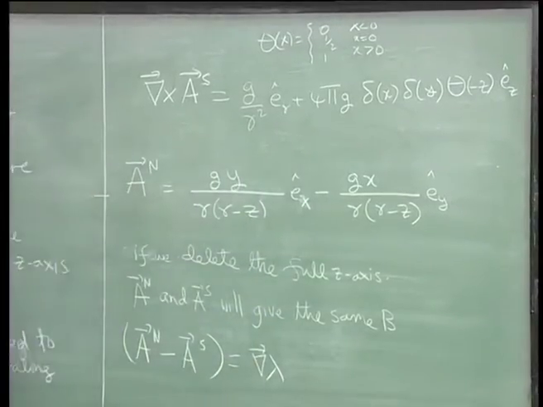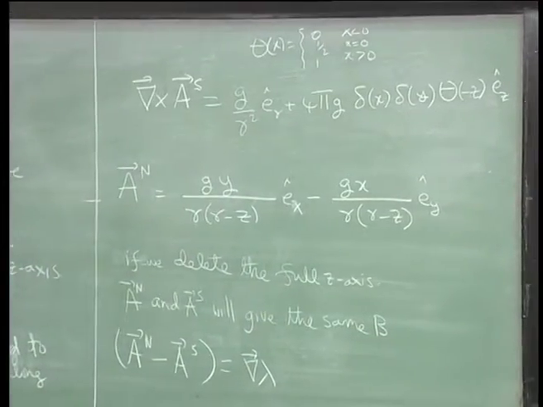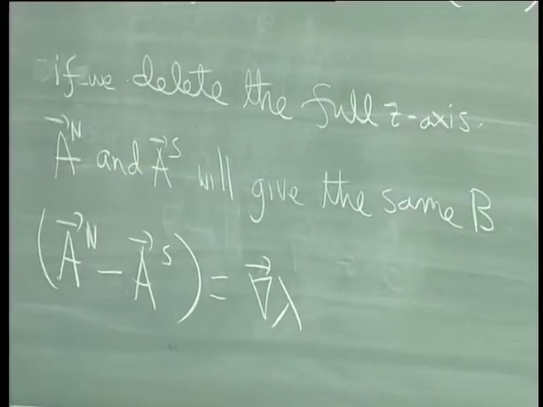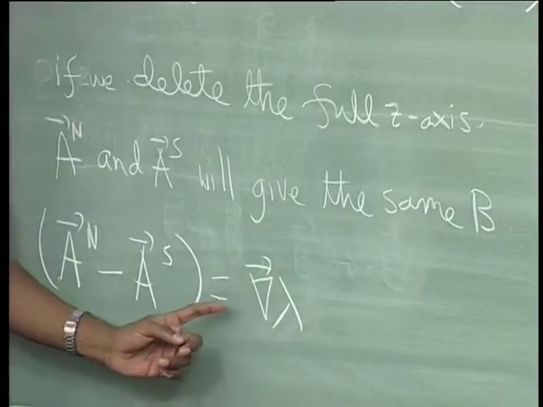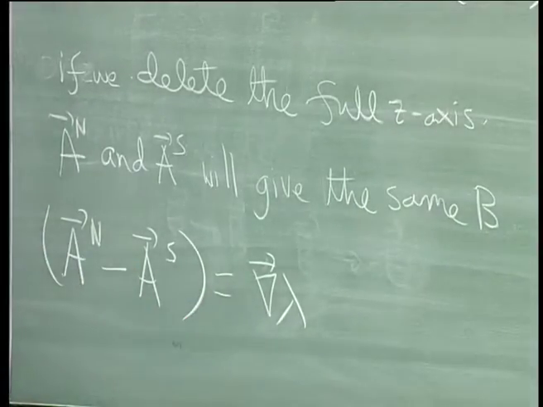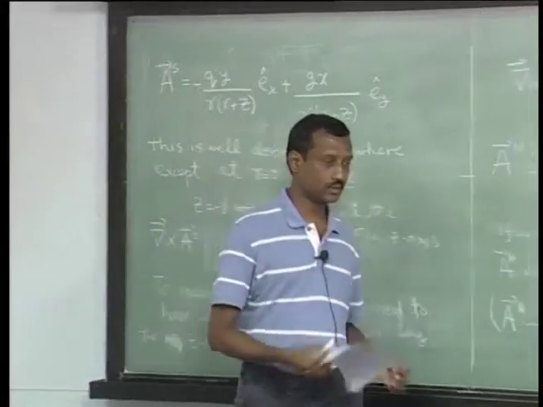Of some lambda. Okay, because b is 0, then you use just the usual thing, curl grad is 0 or whatever, that identity. So, in this assignment I believe I have asked you to actually compute this. Okay.